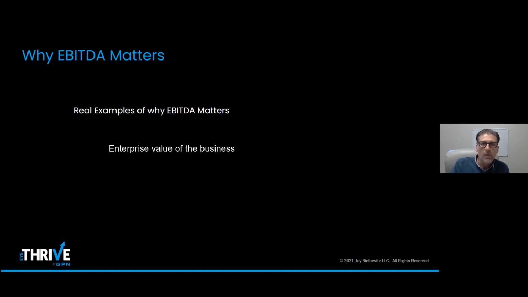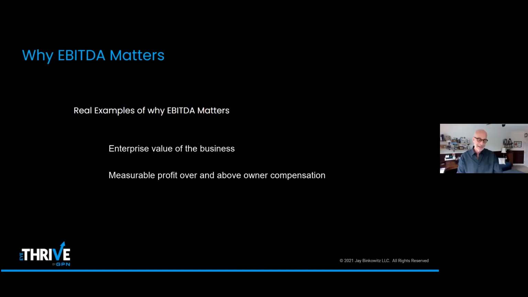In other words, a practice that's a little bit on the smaller size, oftentimes what happens is the owner simply just has a job and the business itself doesn't really generate any profitability. But to have value with a practice, or a company that has the potential to be transitioned or sold, the enterprise itself has to have measurable profit. And that's what EBITDA does for us. It really allows us to shine a spotlight on the value of the business over and above just providing an income for the owner.